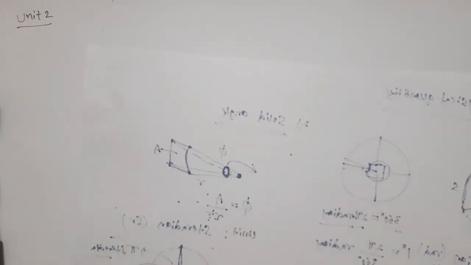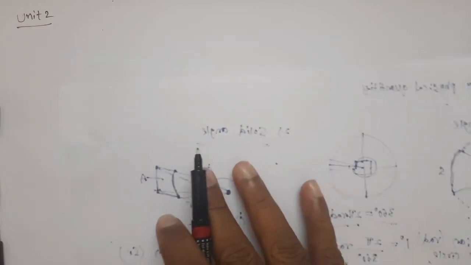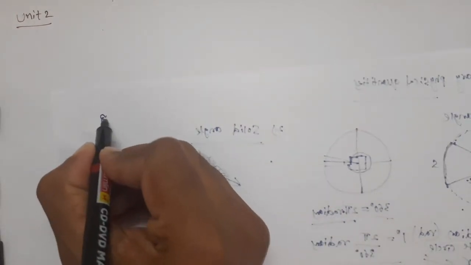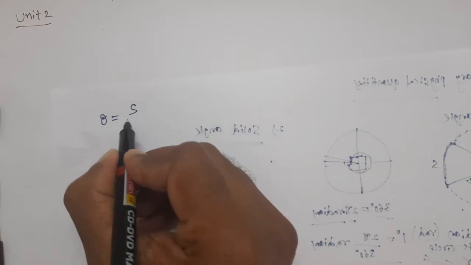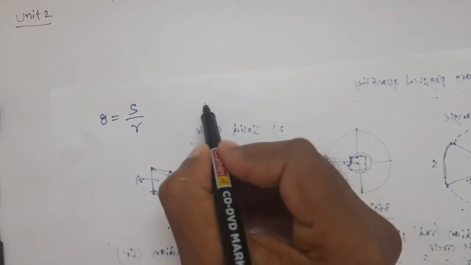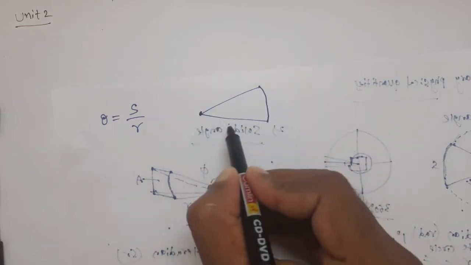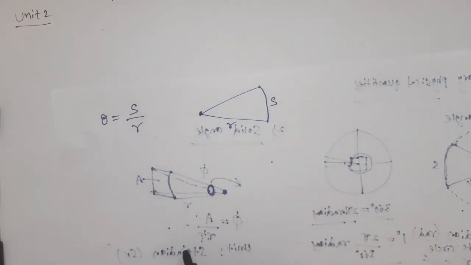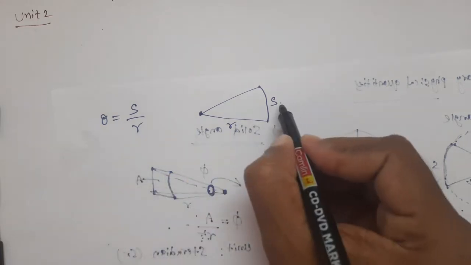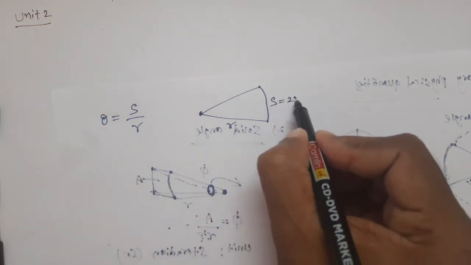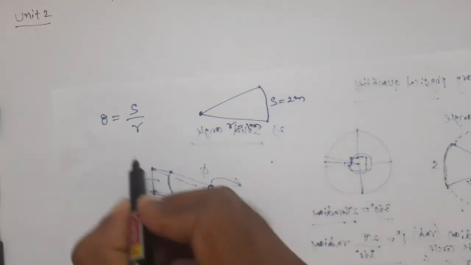Yes, so I'll tell you why the plane angle and solid angle are called supplementary physical quantities. How are we defining plane angle? Theta is equal to S by R. If we take an arc, this is the arc, this is the center of the circle, this is R, and this is the arc length. Suppose S is equal to 2 meters and R equal to 1 meter. So what do we get?